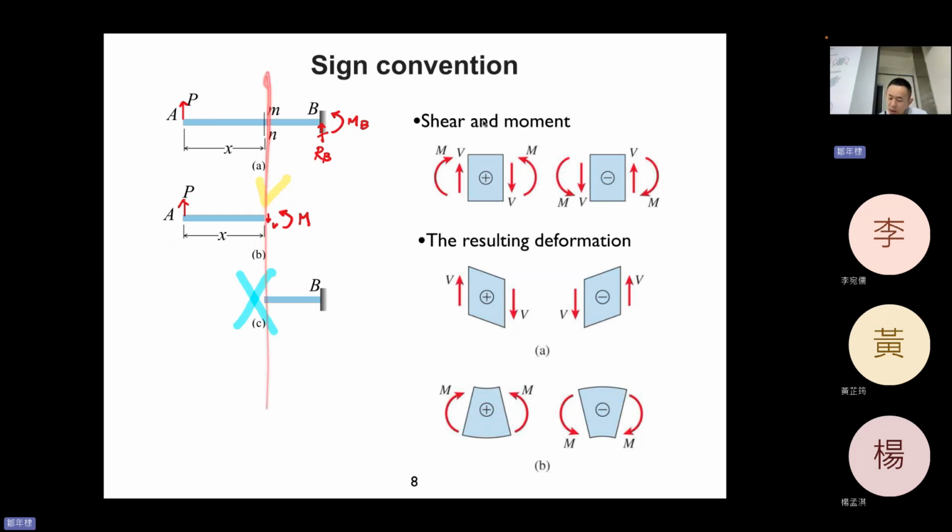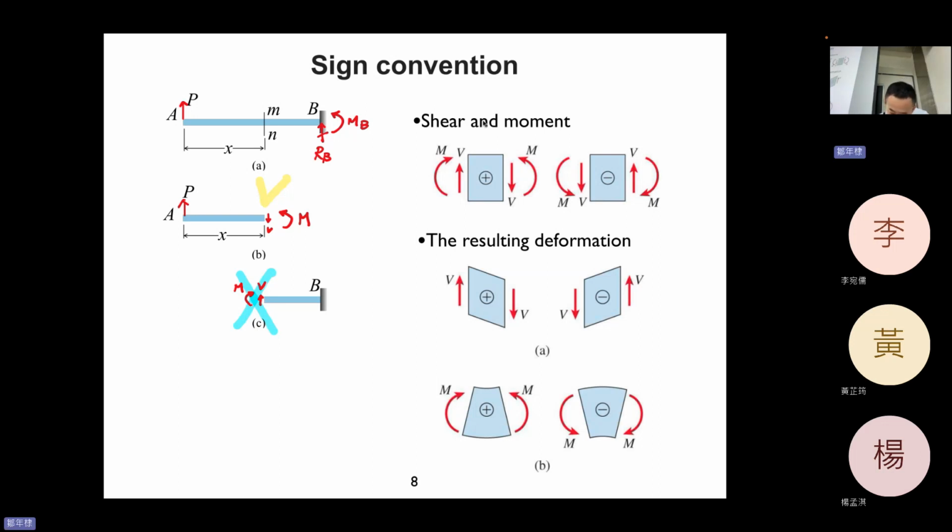Okay, so when we cut it, we naturally can draw first one, V downward and M upward. And then you see, if we leave the right hand side, it must have an opposite V and opposite M. So that's the reason why other countries may have different sign conventions for our shear diagram and moment diagram. Okay, so again, I will.